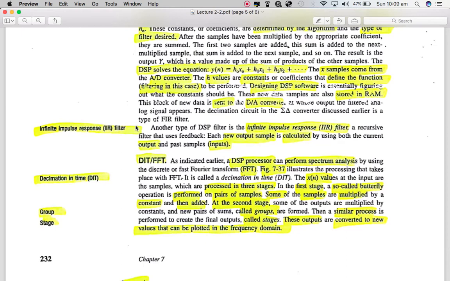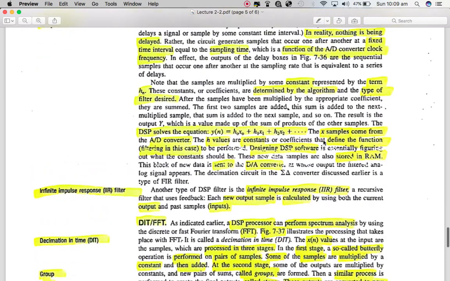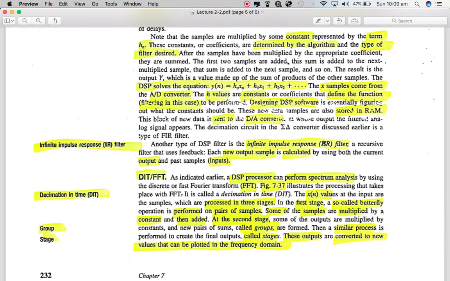IIR filters are recursive filters, which have a feedback loop involved in their algorithm, and these filters calculate the values of the output based on the present and past inputs and past outputs.